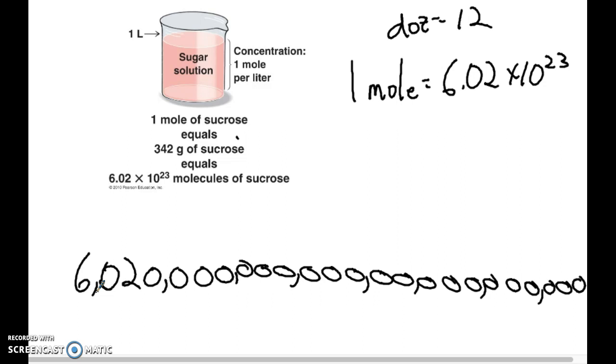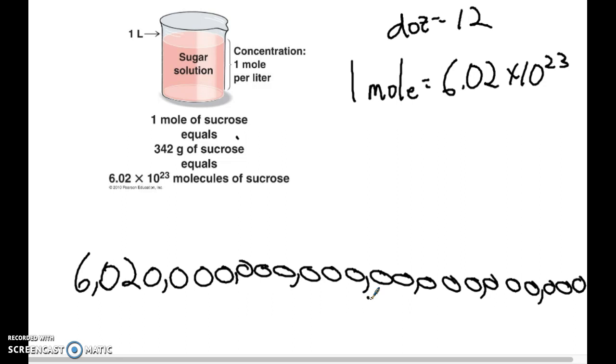If you have a mole of something, say in terms of sucrose or sugar, it would be 342 grams of sugar. And that would be equal to this many molecules of sugar. Okay, there are that many molecules. If it was salt, it would be sodium chloride, and it would be roughly about 57 grams, because salt molecules don't weigh as much. A mole of salt would have this many atoms in it down here at the bottom.